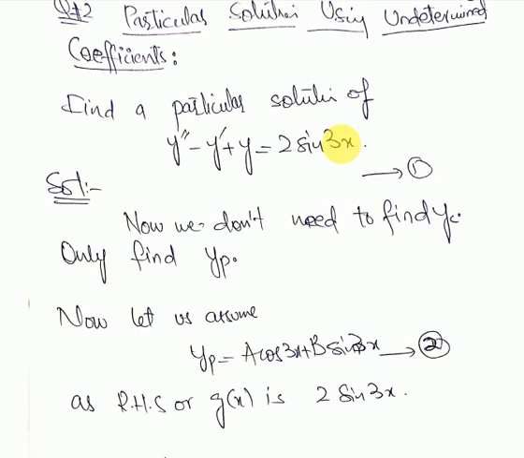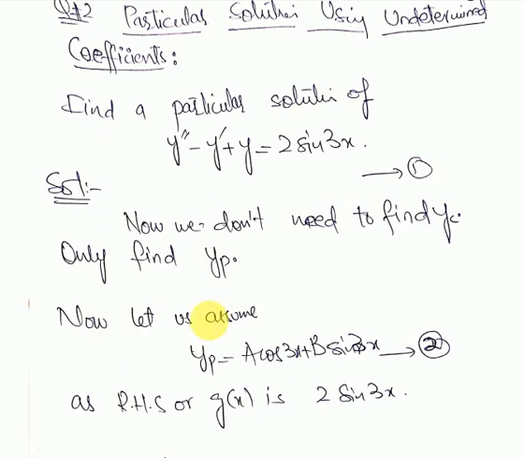If we were asked to find the general solution, first we would make the homogeneous equation, then the auxiliary equation, find the roots, and then find the complementary solution. But we will not do that here because we have to find only the particular solution. Now move towards the solution. As I already told, we don't need to find yc, only yp.